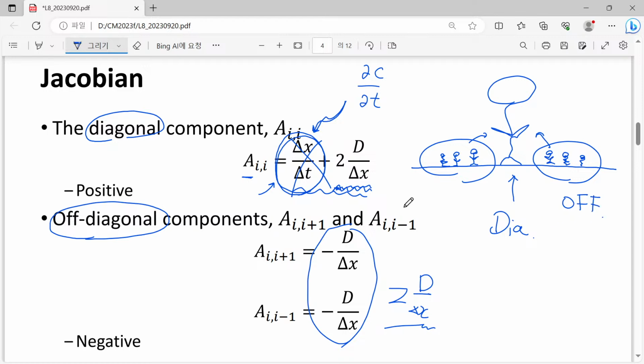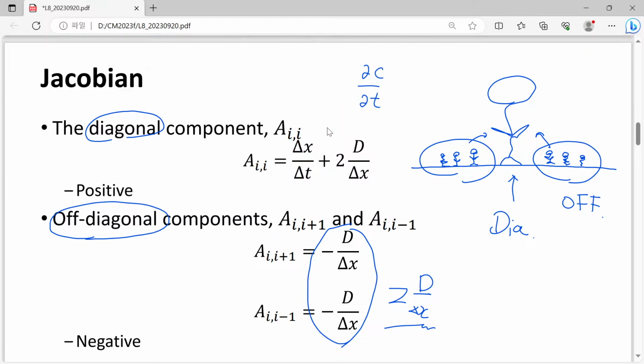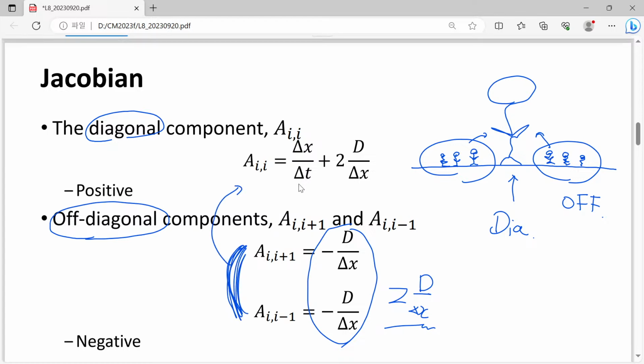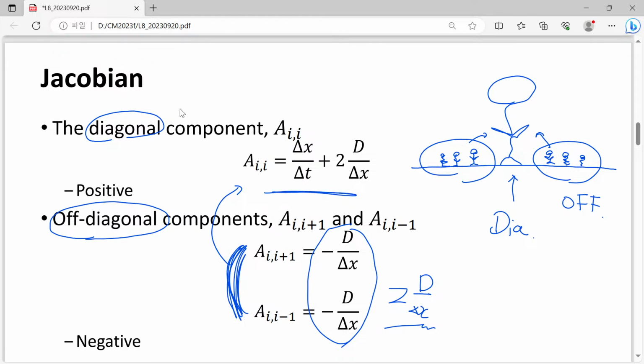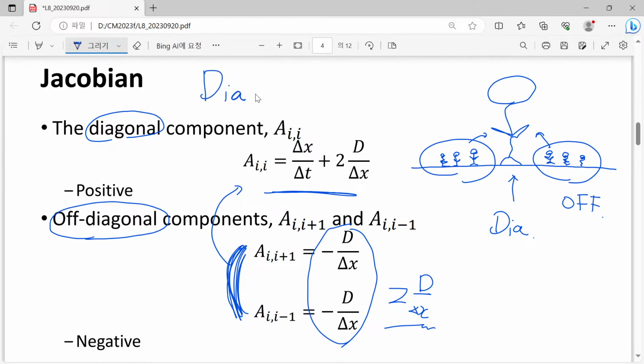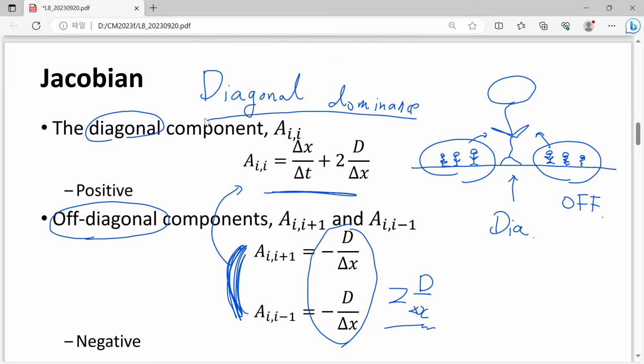Then once again, which one is now winning? In this case, if we just determine the win or lose by just magnitude, then even in this case, all of the other diagonal components cannot beat this diagonal component. So this situation is called diagonal dominance. So the diagonal component is quite dominant in that.